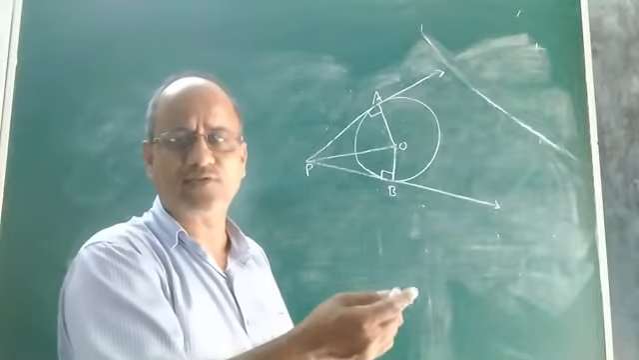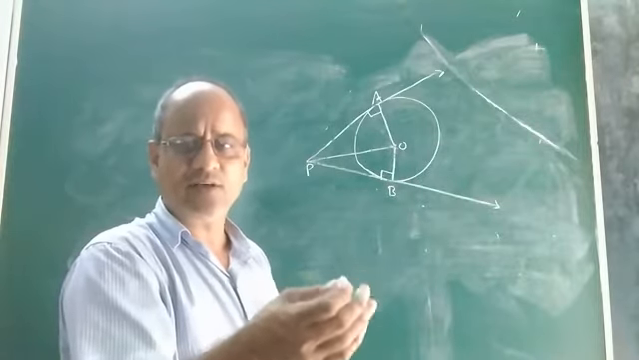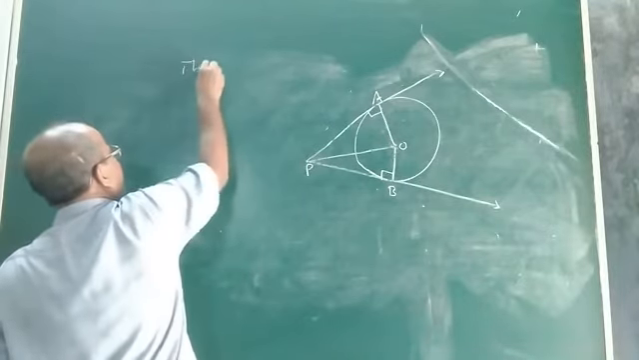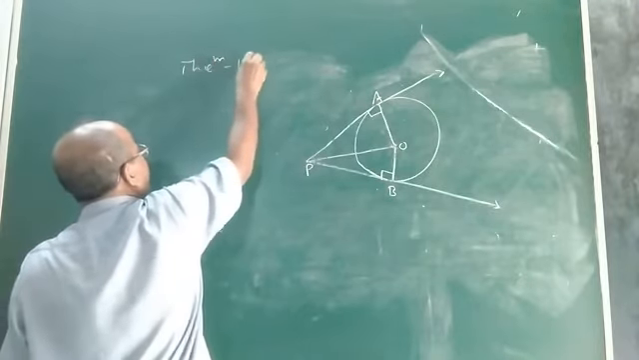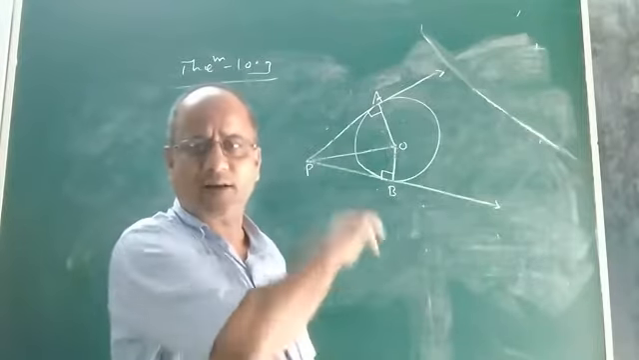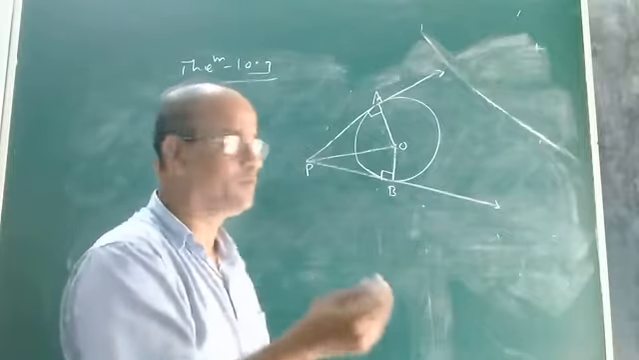So the next theorem is 10.3, that is, length of 2 tangents drawn, theorem 10.3. What does it say? It says that the lengths of 2 tangents drawn from an external point to a circle are equal. How to prove?